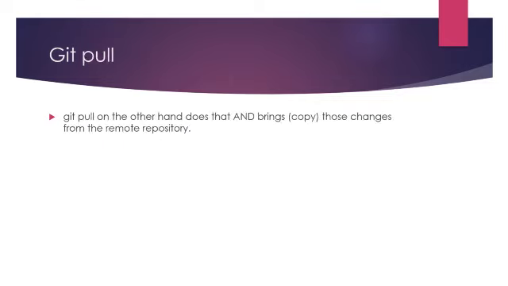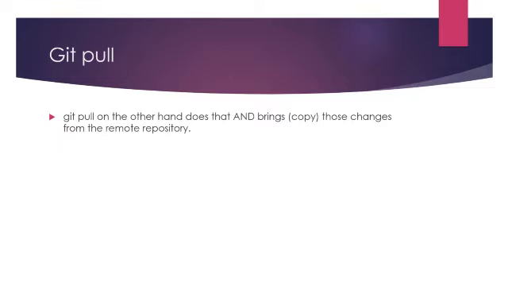Next, git pull. We use this command many times. Git pull, on the other hand, brings and copies those changes from the repository. Other developers will commit changes to your master branch or other branches, like the testing branch or release branch. If you need to get those changes into your local repository, we can use the git pull command.